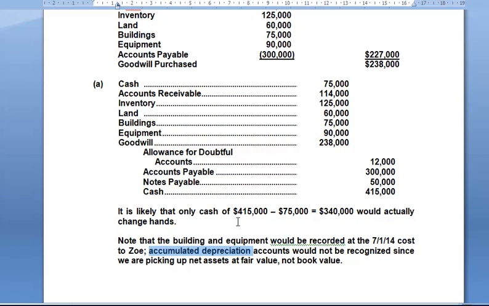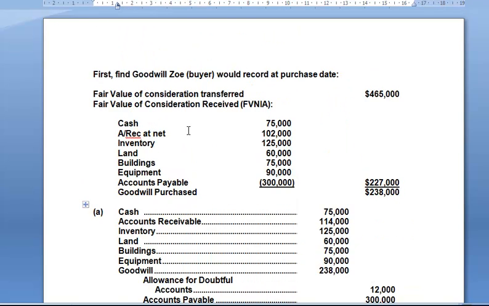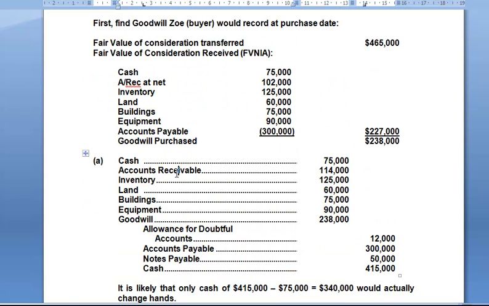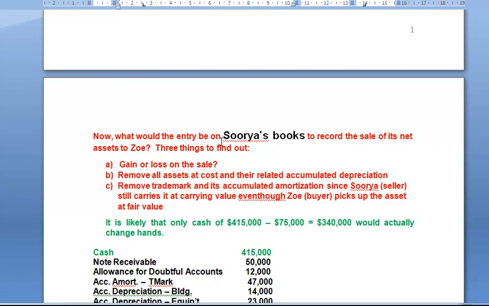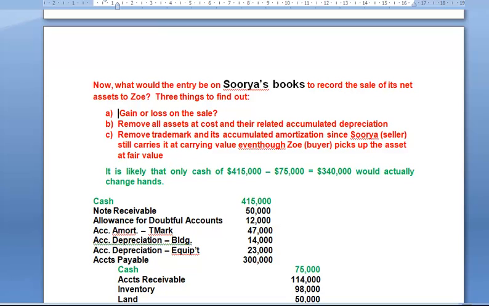But before we go on to Part C, I want to add a little something here. We've seen what the journal entry would look like on Zoe's books, what they would pick up. But what would the journal entry look like on the seller's books, Saria? So let's go there. What would it be on Saria's books? Well, don't forget, you have to figure out, Saria is selling these net assets and they're getting $415,000 in cash as well as a note. So are they going to record a gain or a loss in the sale of these assets to Zoe?